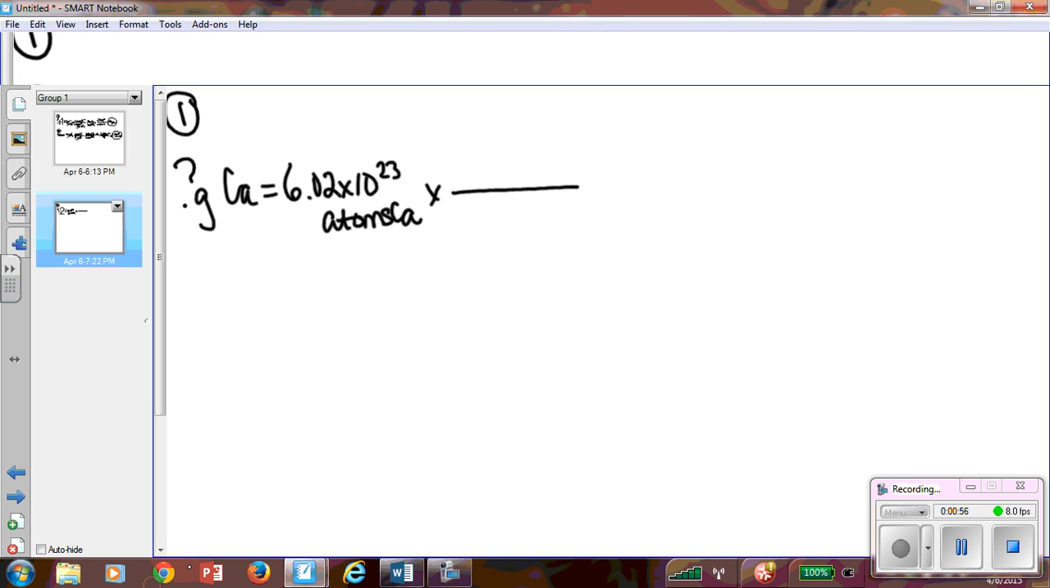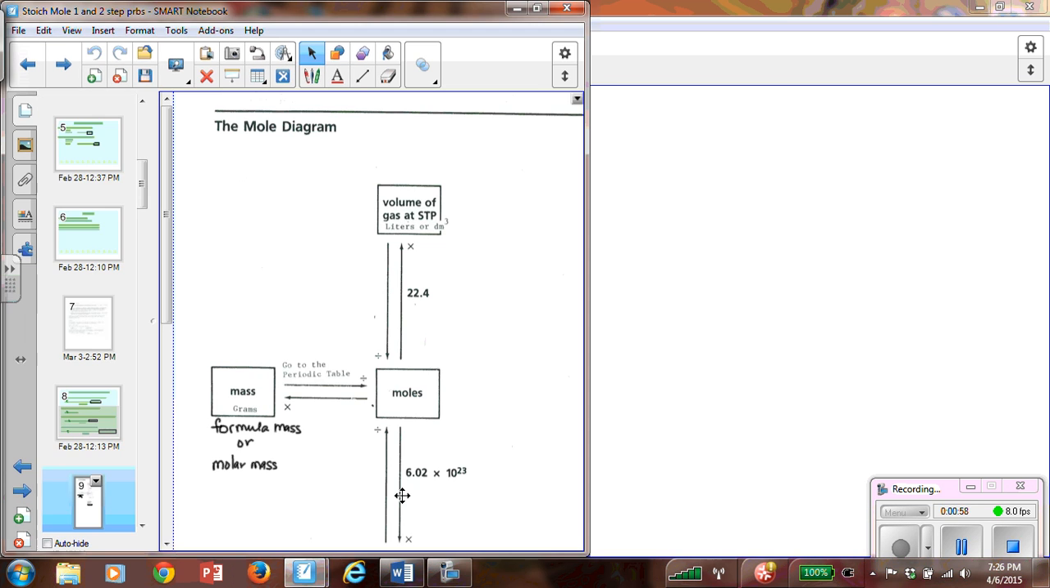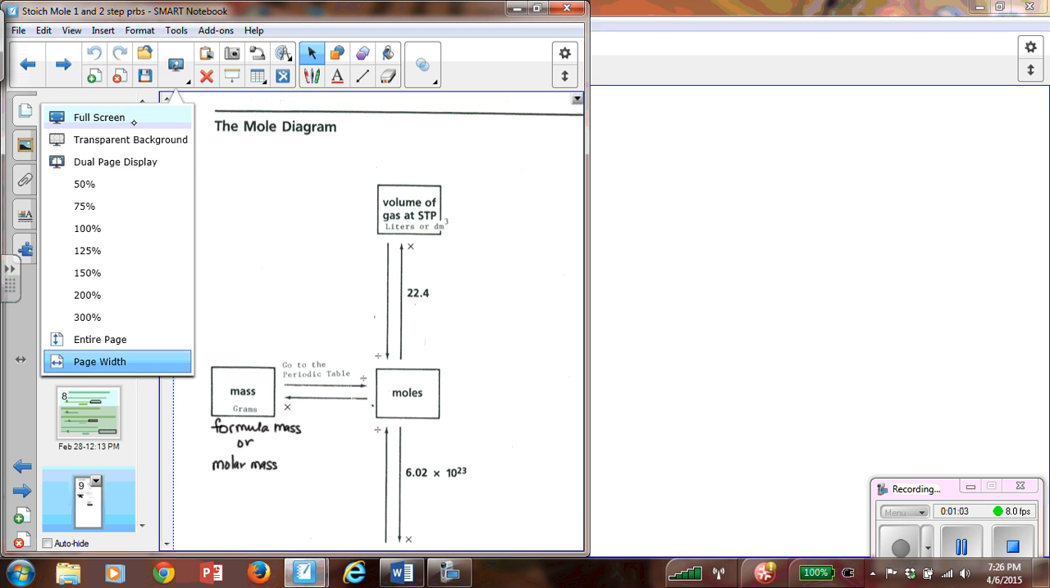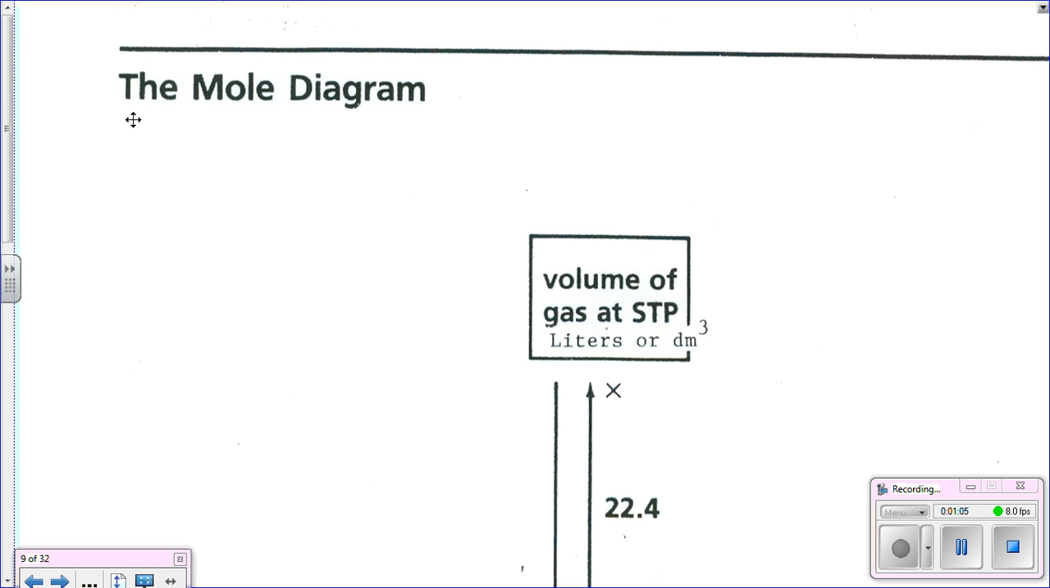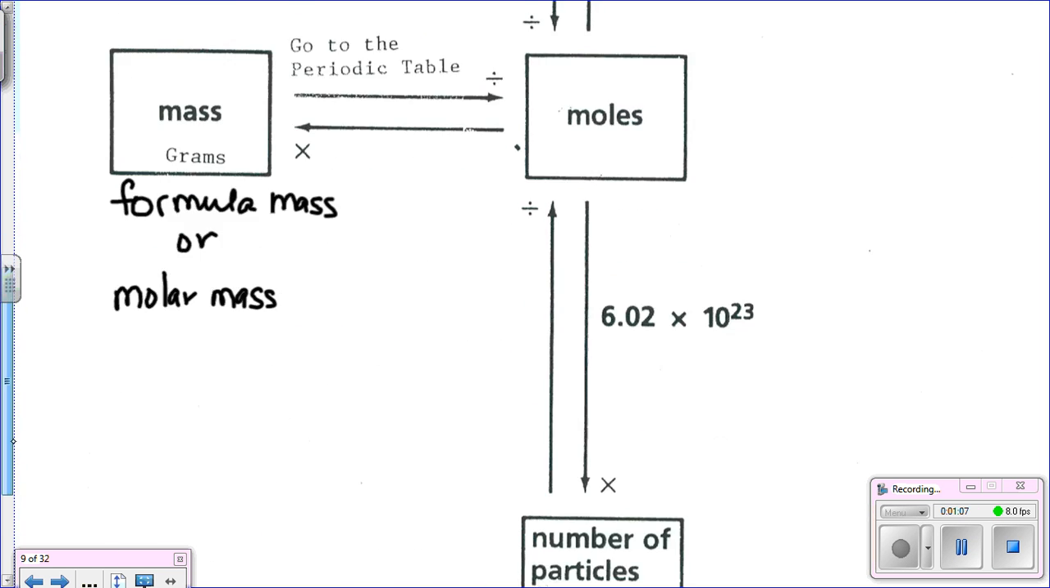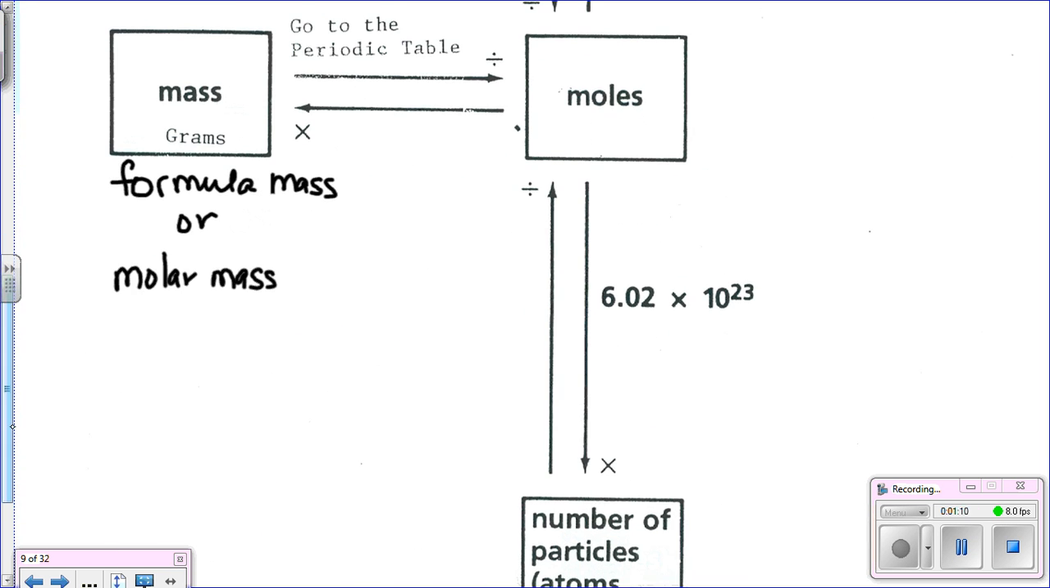So let's take a look at your moles diagram. The reason why this is considered to be a two-step problem is because notice there is not a direct path going from your number of particles or atoms to your mass. So you have to go number of particles to your moles, that's your first step, and then moles to your mass, which is your second step.